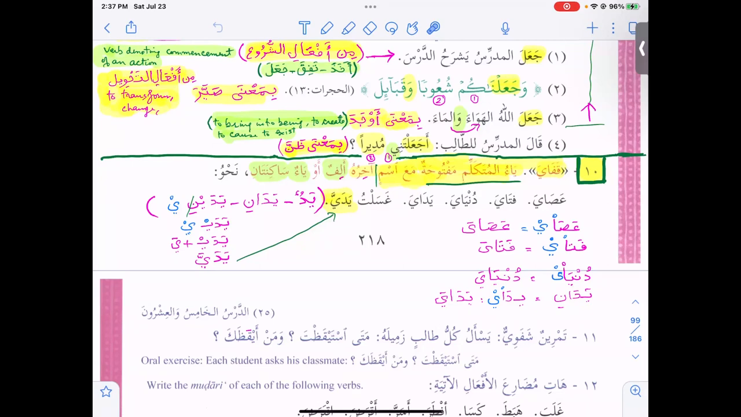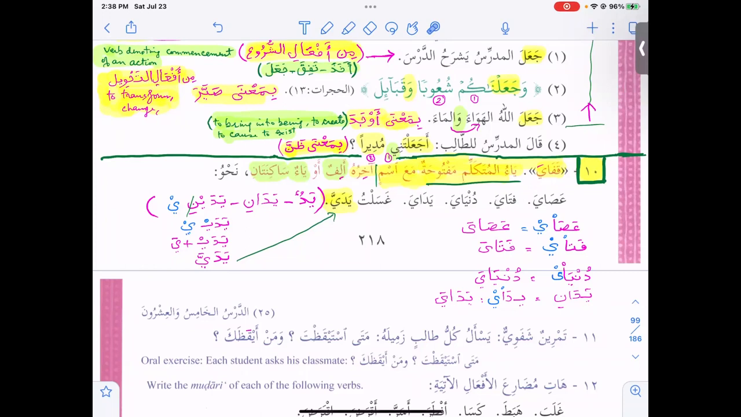Kafaya. Look at kafaya, there's a fatha here. And there is a little note here: Yau mutakallim maftuhatun ma ismi. Yau mutakallim. That ya is maftuhatun, means it has a fatha.